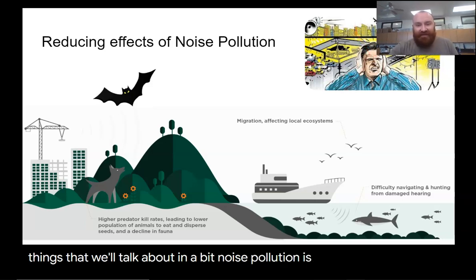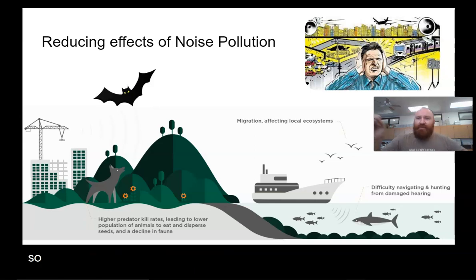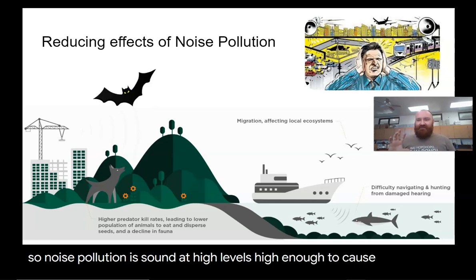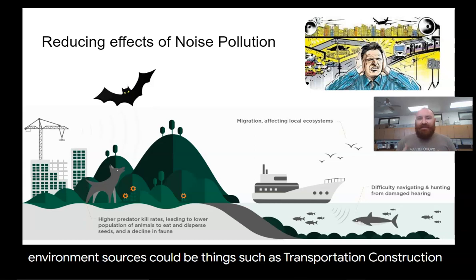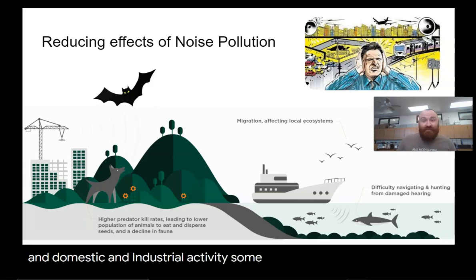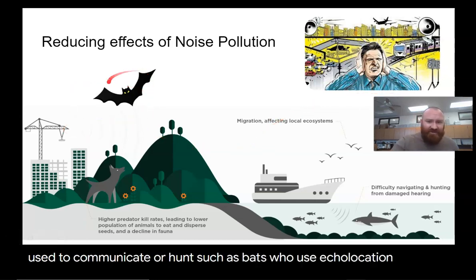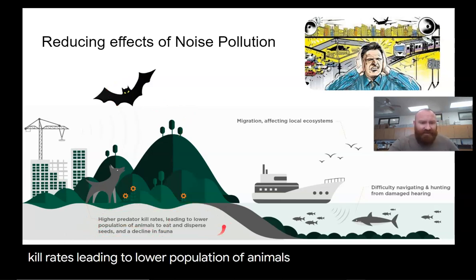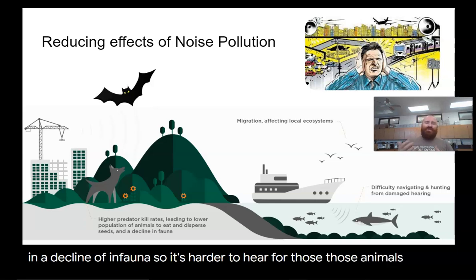Noise pollution is important to understand because not only can it affect people, it can also affect animals. So noise pollution is sound at high levels, high enough to cause physiological stress or hearing loss. This is a problem we're having in urban environments. Sources could be things such as transportation, construction, and domestic and industrial activity. Some effects of noise pollution on animals and ecological systems include stress and the masking of sounds used to communicate or hunt, such as bats who use echolocation. So high predator kill rates leading to lower population of animals to eat and disperse seeds and a decline in fauna. So it's harder to hear for those animals that are trying to avoid prey.